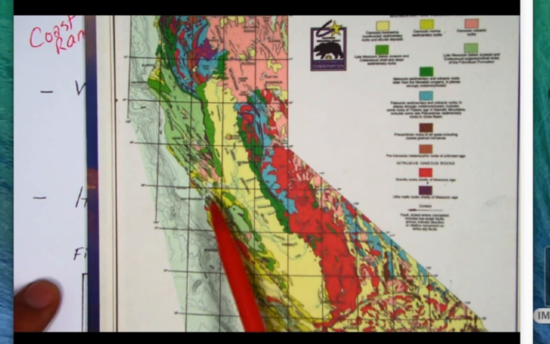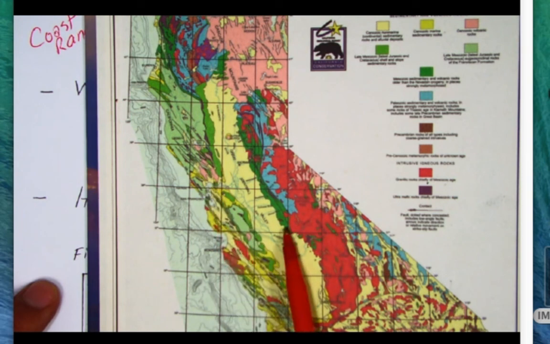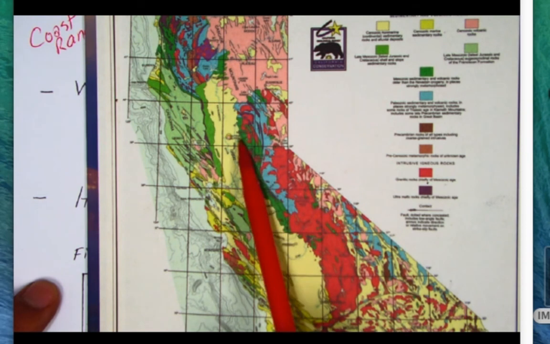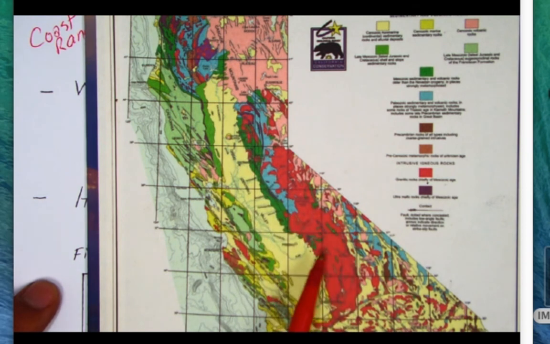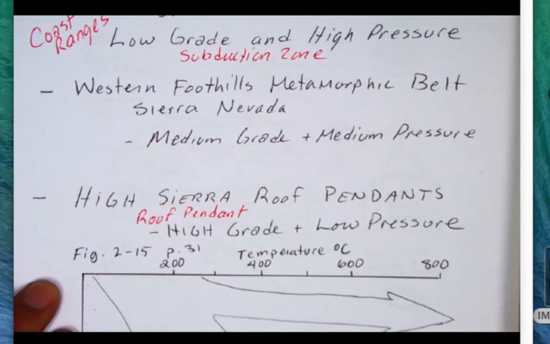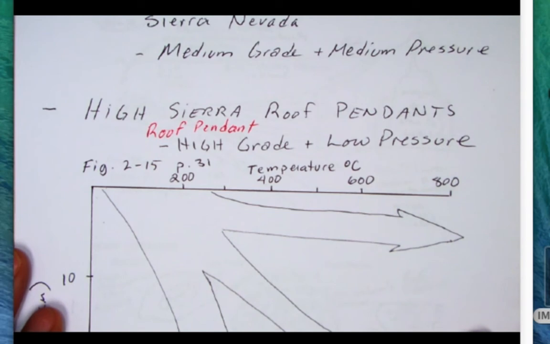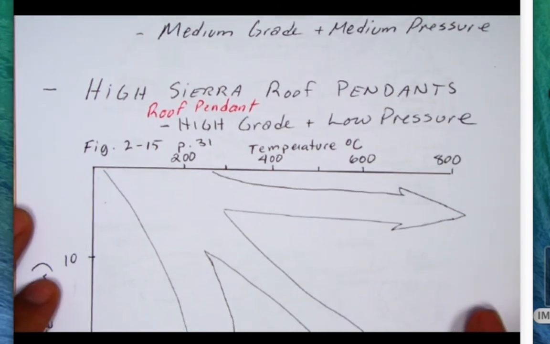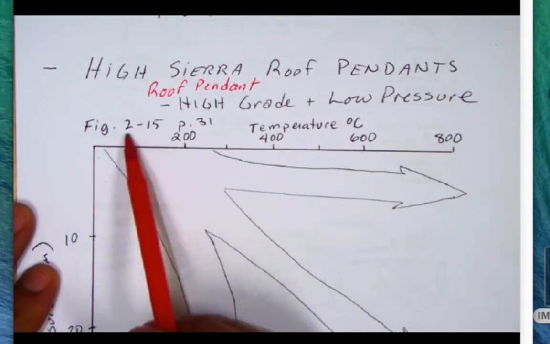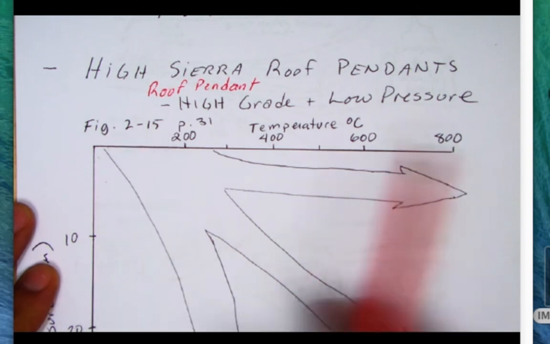So anyhow, Franciscan here in the Coast Ranges, and then here's that western foothills metamorphic belt. And then some of these rocks up in the high Sierra have experienced the roof pendant metamorphism here. The red rock here is the granite. That's actually the Mesozoic batholith granitic rocks. All right, let's look at this pressure temperature diagram, because we can explain the whole story here just looking at pressures and temperatures. So this is similar to the figure in your book on page 31, figure 2-5.